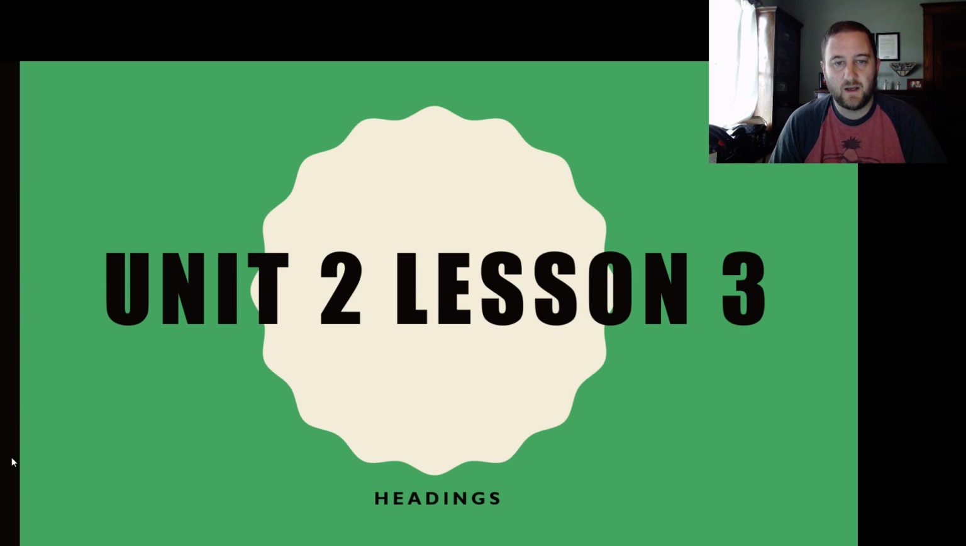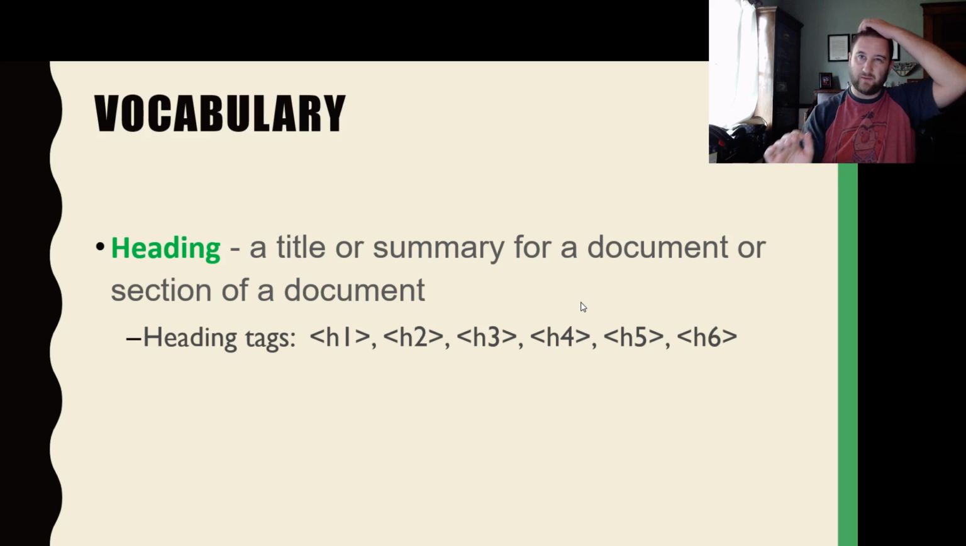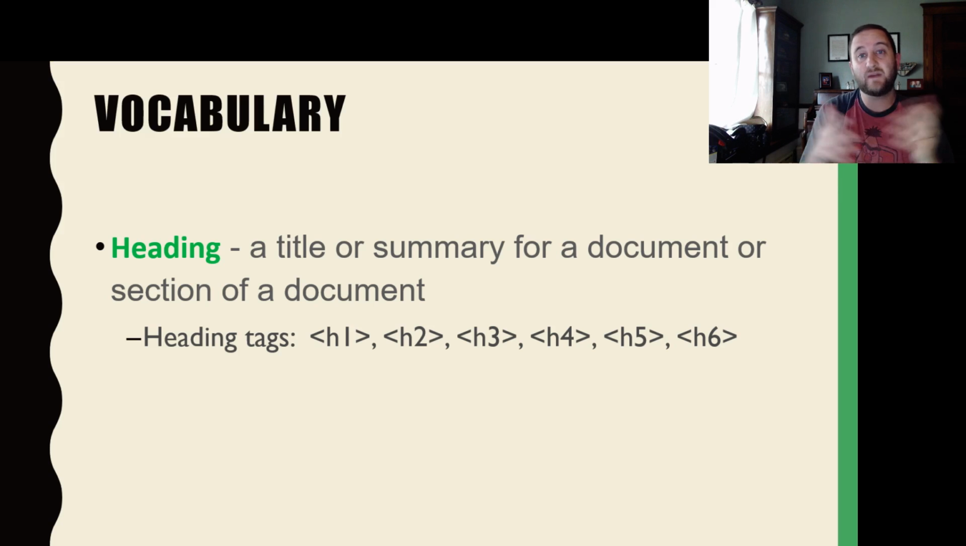Yesterday we previously learned about some of the different HTML tags that we can use. Today we are learning about headings. A heading is a title or summary for a document or section of a document. The main thing we talked about yesterday was the body of your website. But sometimes we might want to put in headers or titles or a section title of some sort. These are headings.